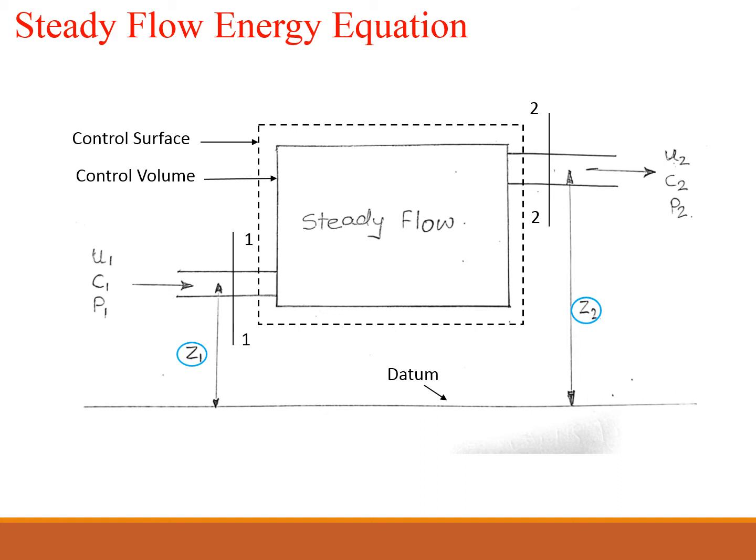The distance of the entrance section from the datum is Z1 and the distance of the exit section from the datum is Z2. Specific internal energy at inlet is U1, pressure at inlet P1, velocity at inlet C1, and similarly at exit, specific internal energy at outlet U2, pressure at outlet P2 and velocity at outlet C2.